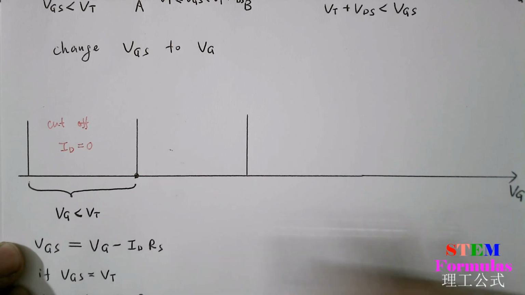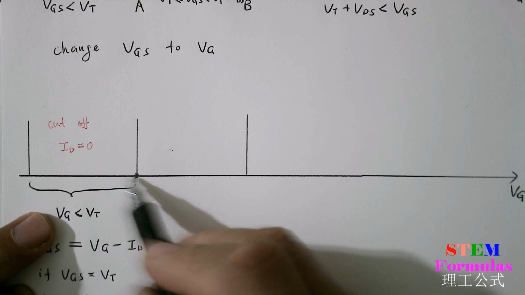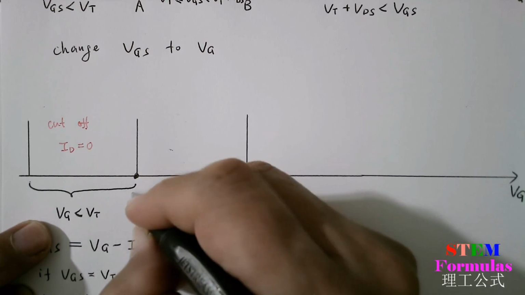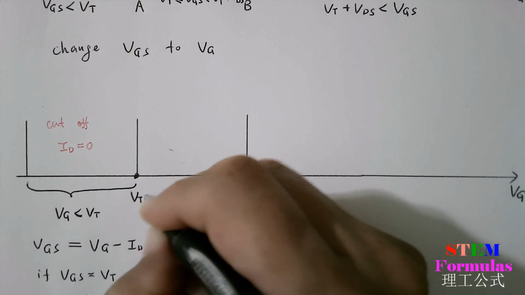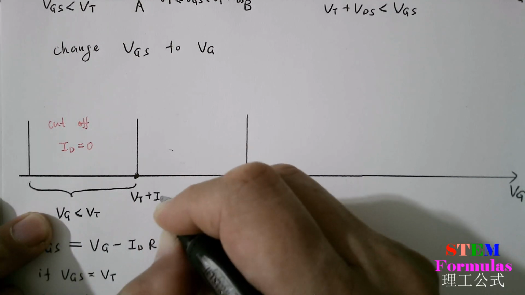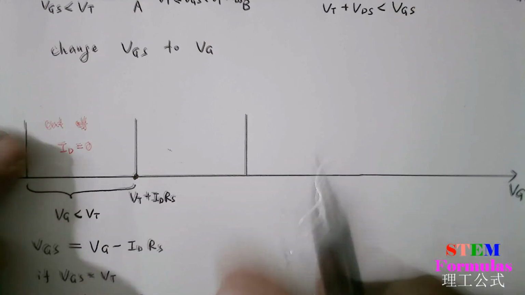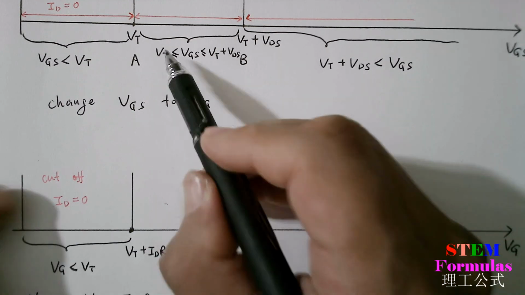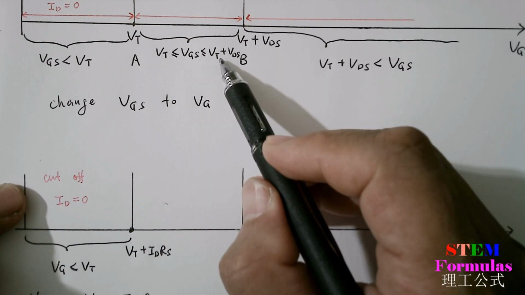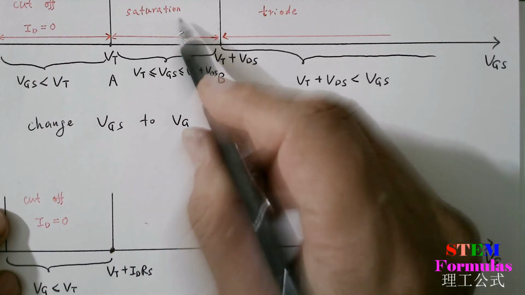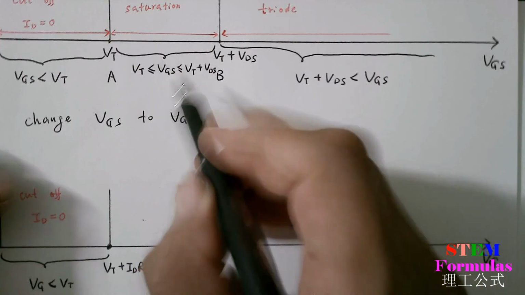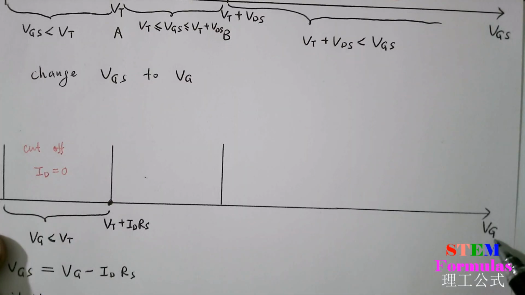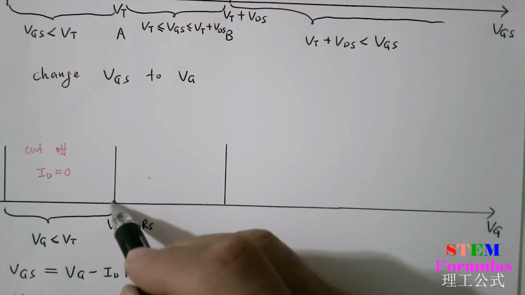Now, once VG is greater or equal to VT, in general the current ID is not equal to 0. So now I can write down this point as VT plus ID times RS. This equation is the definition of the region of VGS in the saturation region. So I need to solve this equation to find the equation for VG.